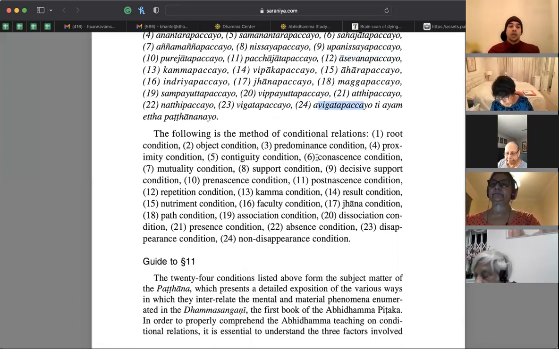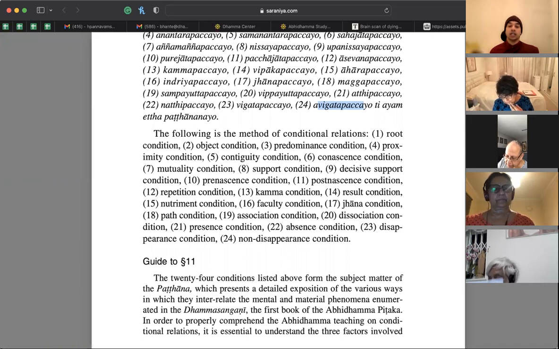The English. The following is the method of conditional relations. One, root condition. Two, object condition. Three, predominance condition. Four, proximity condition. Five, continuity condition. Six, connascence condition. Ten, prenascence condition. Eleven, postnascence condition. Twelve, repetition condition. Thirteen, karma condition. Fourteen, result condition. Fifteen, nutriment condition. Sixteen, faculty condition.